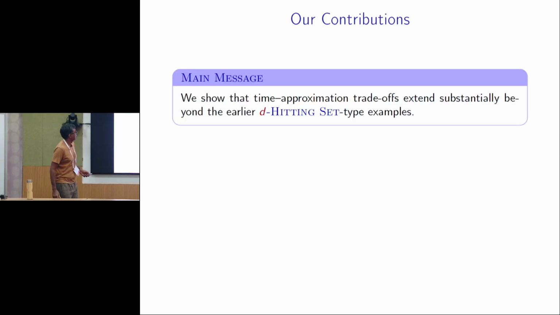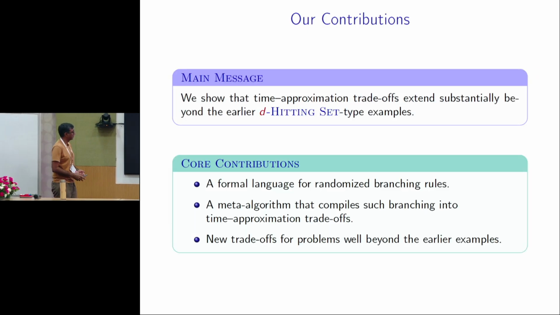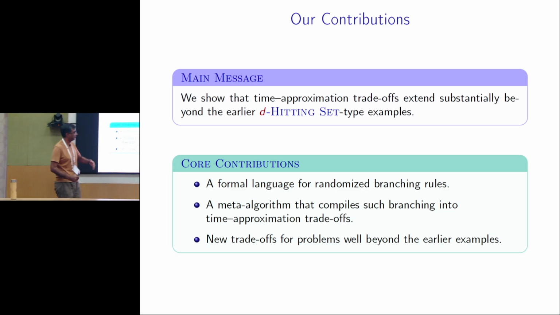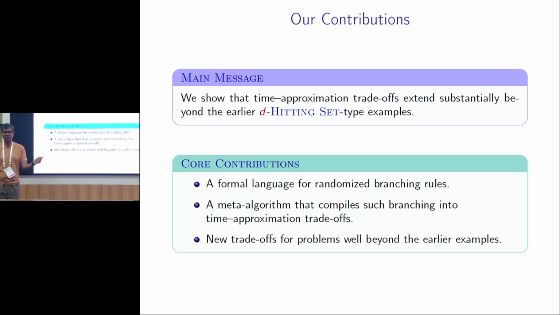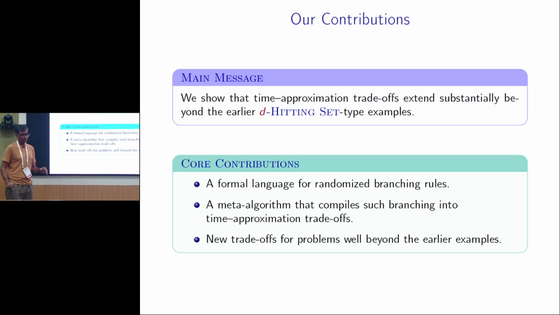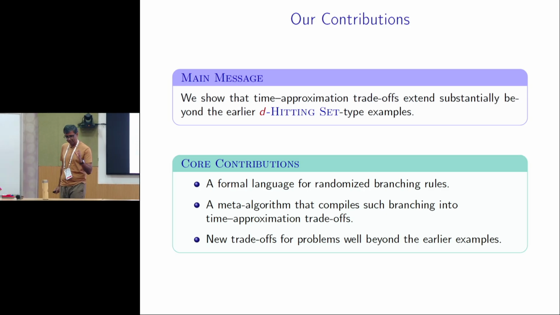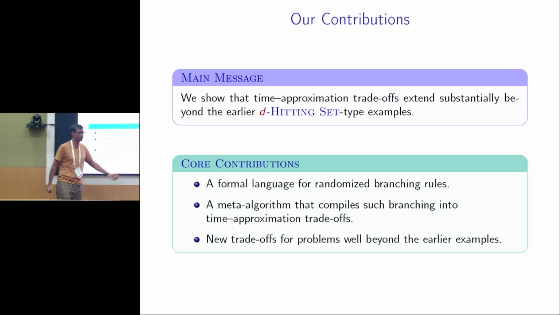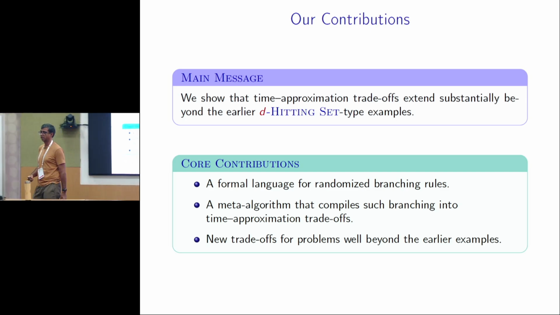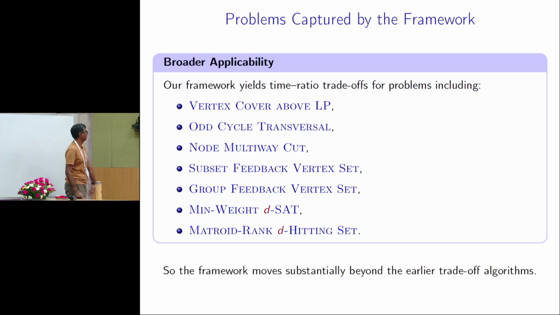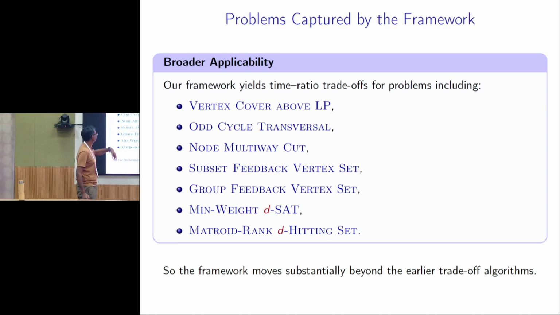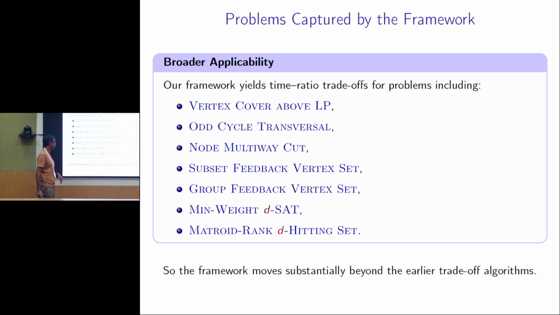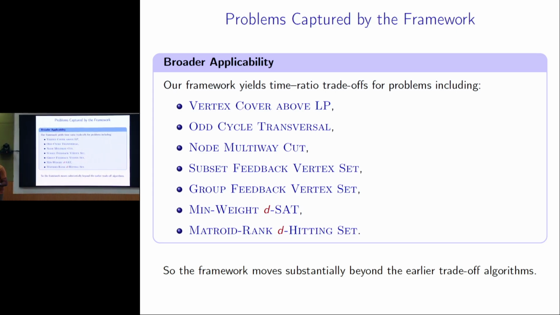Okay? So our contribution is that we give you a formalized language for randomized branching rules and a meta-algorithm: if you have these branching rules, then this is the way we can automate, and that gives us many, many more examples than what we knew in the literature. Okay, so here are some examples: feedback vertex set, odd cycles, LP, matroid, this, that, everything we can get.